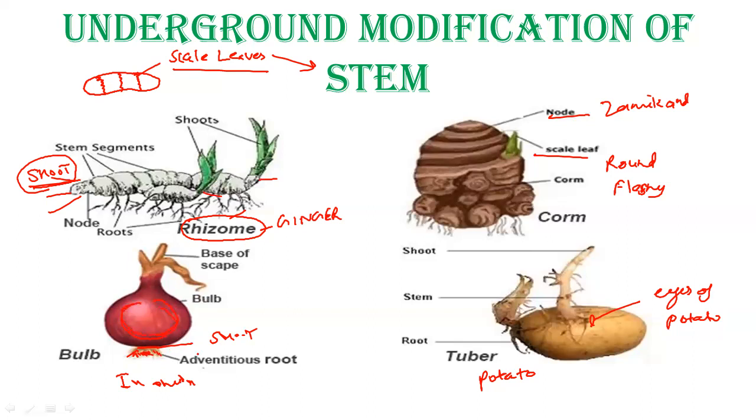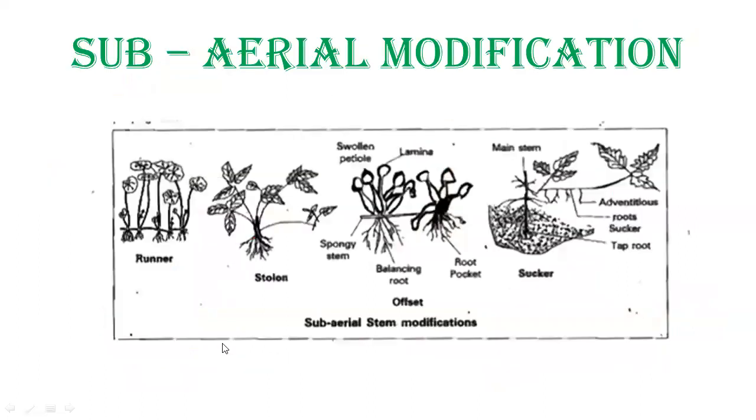Okay, so this is also the underground modification of shoot. Next is subaerial modification. In subaerial modification, there are 4 examples: runner, stolen, offset, and sucker. They have a little bit of difference, otherwise they all are the same.